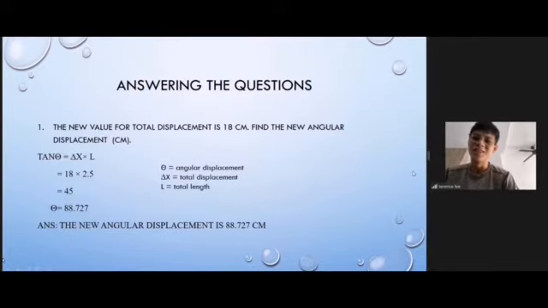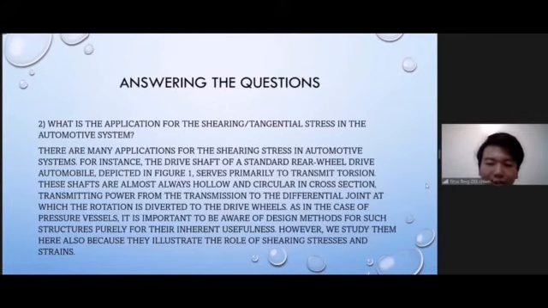Okay, answering question number 1, the new value for total displacement is 18 cm. Find the new angular displacement in cm. So the formula is tangent times angular displacement equals total displacement times length. The first step is 18 times 2.5 equals 45. Then you can find the angular displacement. The answer is, the new angular displacement is 88.727 cm.